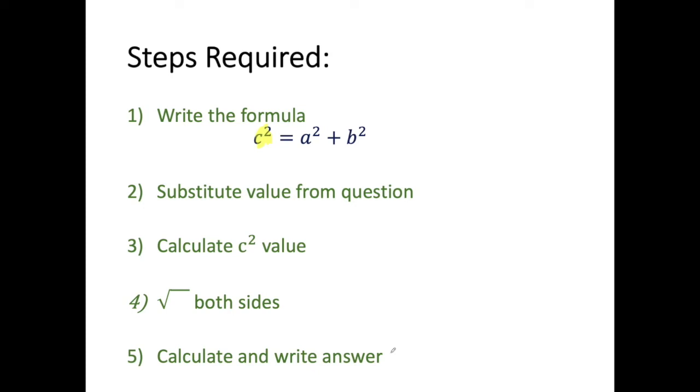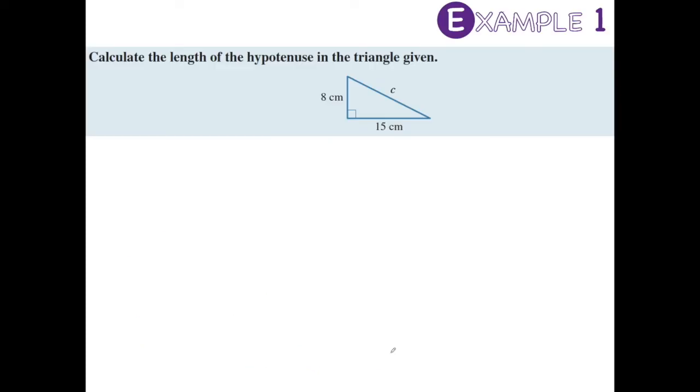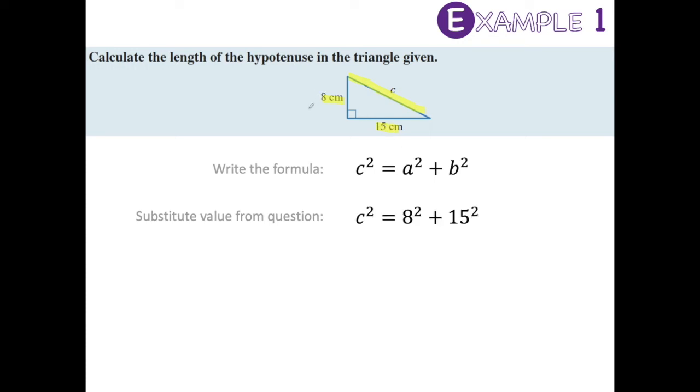So let's have a look at how we can apply these 5 steps to calculate the hypotenuse of a right-angled triangle. So in our example, we have a right-angled triangle. We've got a side of 15, we've got a side of 8, and we want to calculate our missing hypotenuse. The first step is going to be to write the formula. So c squared equals a squared plus b squared. Next step is to substitute in the values from the question. And my a and b values are going to be 15 and 8. So c squared is equal to 8 squared plus 15 squared.